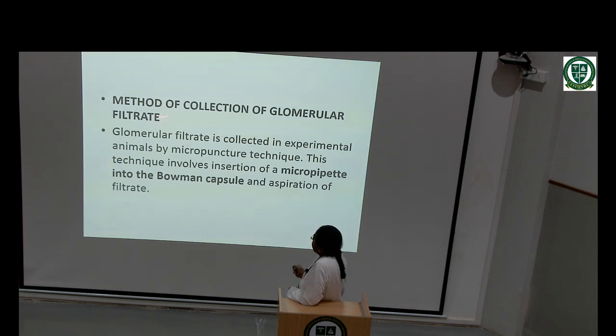The method of collection of this glomerular filtrate is the micropuncture technique. This technique involves the insertion of a micropipette into the Bowman's capsule and aspiration of the filtrate. This is a method for collection of a glomerular filtrate.